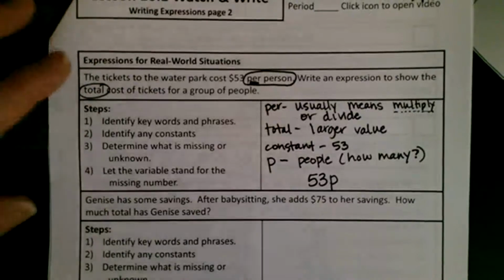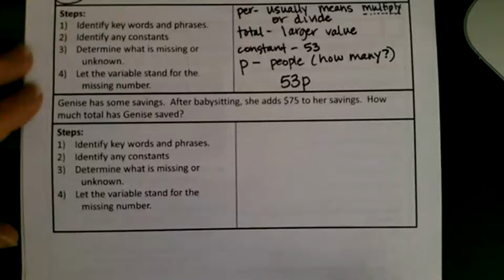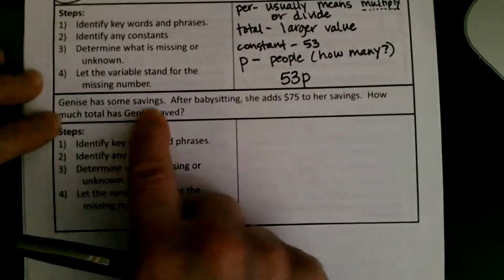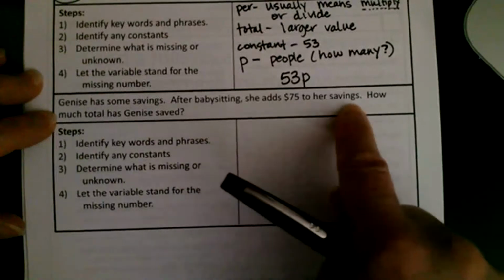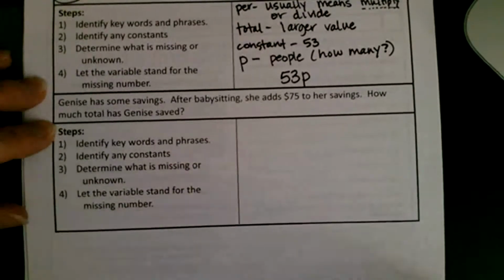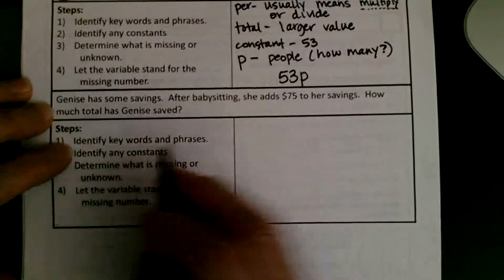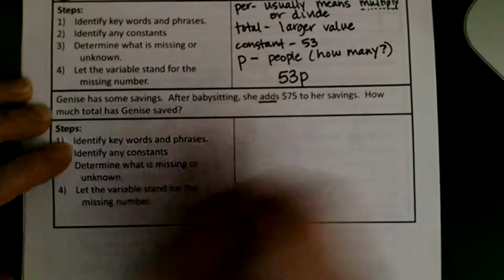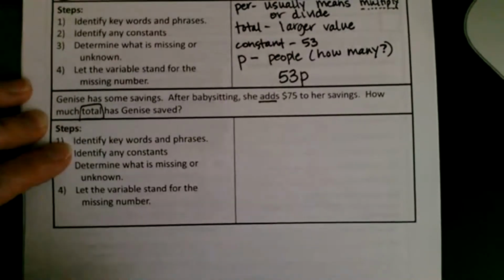All right, let's try one more and then you can get to your practice. This says, Janice has some savings. After babysitting, she adds $75 to her savings. How much total has she saved? So we're going to write an expression that stands for the total that she has saved. So we're going to do the same steps. Keywords. Well, add, that's a keyword. And again, total is a keyword. So we know we're adding. I mean, it says right there, add, right?